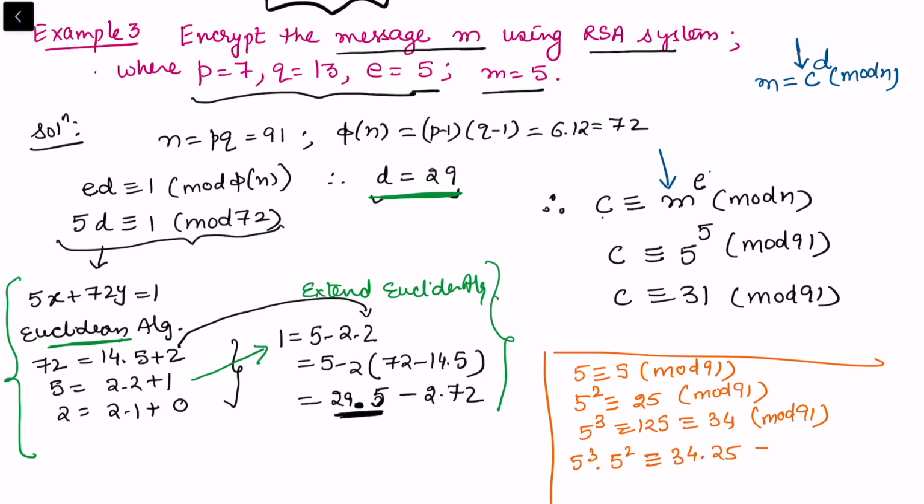34 into 25 is congruent to 850. 850 is congruent to 31. So basically this is the least remainder when divided by 91. So we find that the ciphertext is 31 in this particular question. And that is what we require, to encrypt the message. So for this message, the encryption is 31.